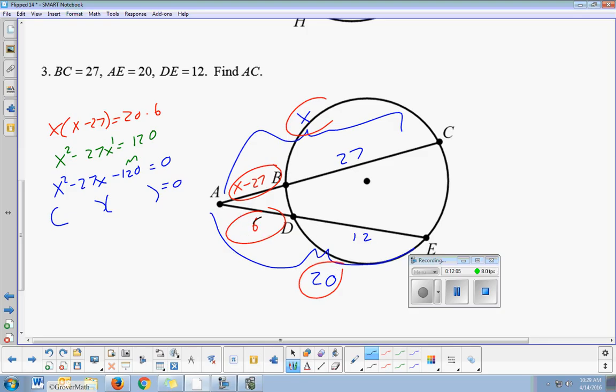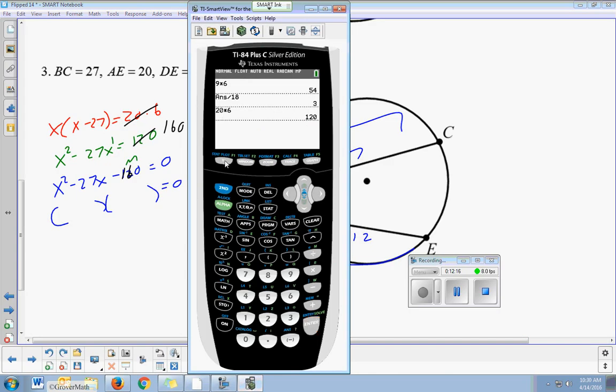This isn't 6. This is 8. Sorry about that. So this is 20 times 8. That's a little different. That's 160. All right, so 160. Sorry about that. So we go y equals, and let me type in negative 160 divided by x and try that. See if we can find something that combines to be negative 27.